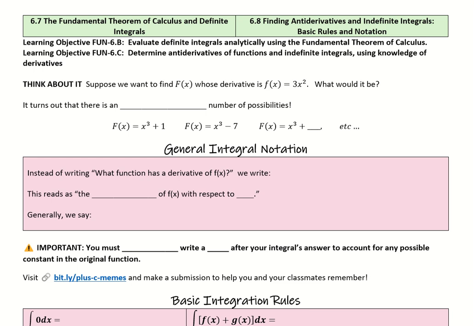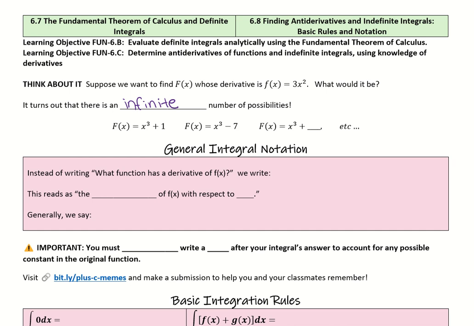All right, today we're going to talk about definite integrals and finding antiderivatives. So first of all, let's think about if we wanted to find a function with a derivative of 3x squared, what would it be? It turns out that there is an infinite number of possibilities.